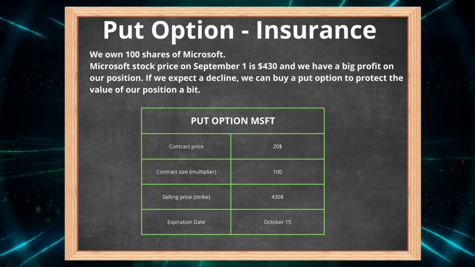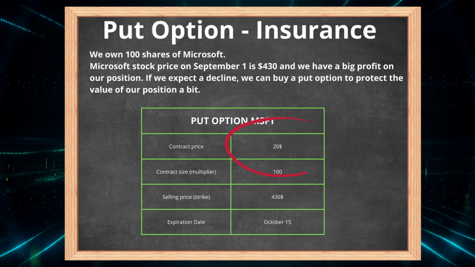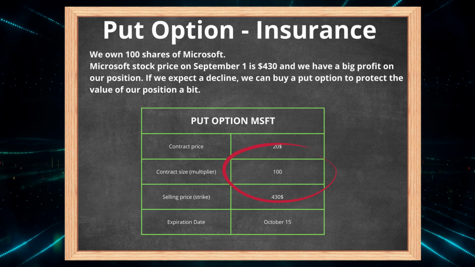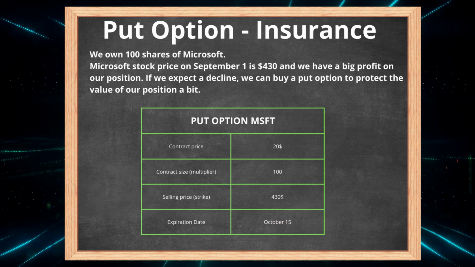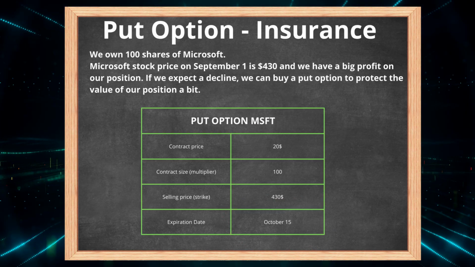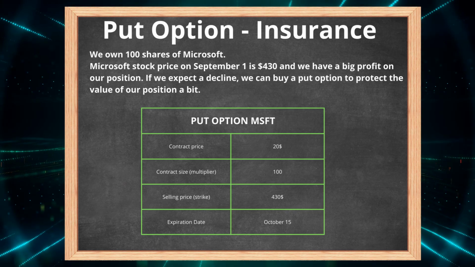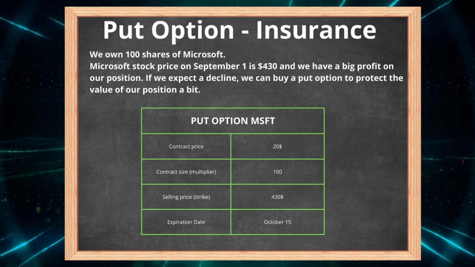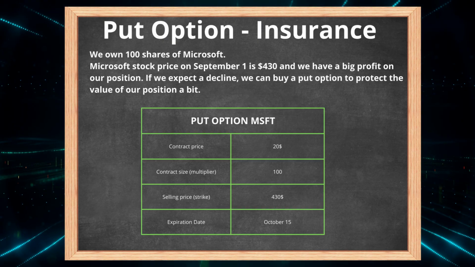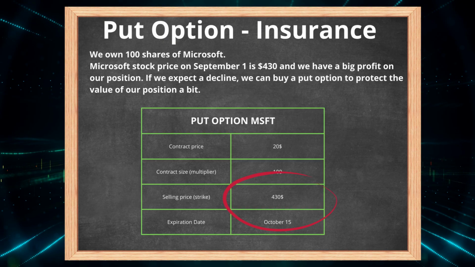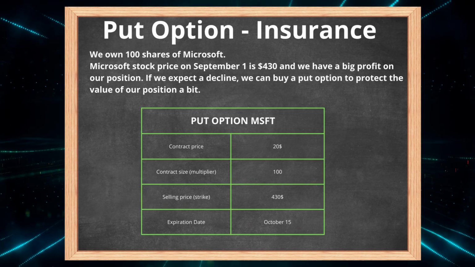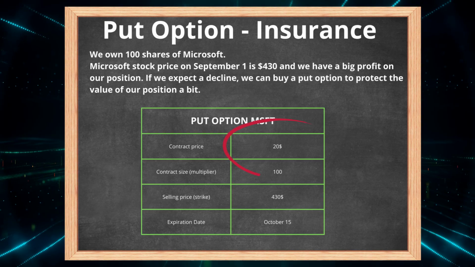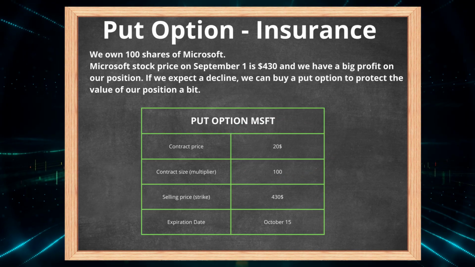Let's break down the contract. Put option on Microsoft stock. Option price $20, number of shares 100, strike price 430, expiration date October 15th. By holding this option, you now have the right to sell your 100 Microsoft shares at $430 at any time up to October 15th. This means that if something negative happens, such as disappointing earnings, and the share price crashes, you can still sell your shares at $430 no matter how low the stock goes. For this protection, you will pay a total of $2,000, that's $20 times 100 shares.